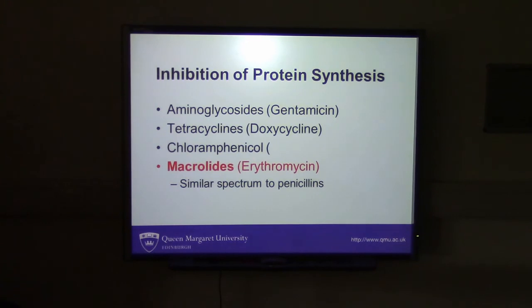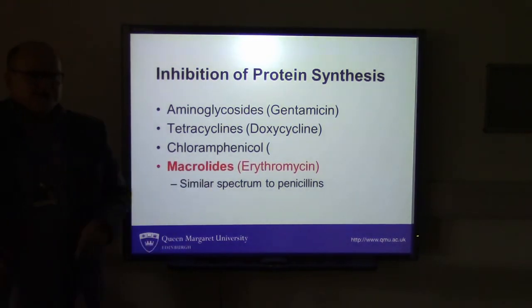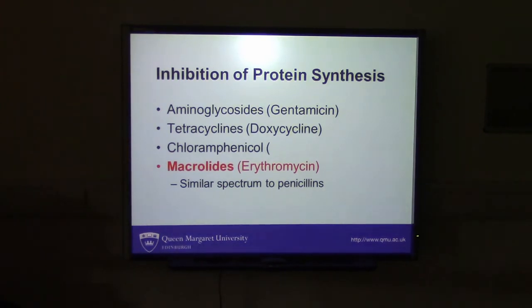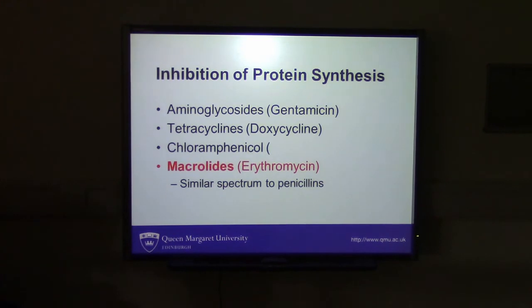The second class of agents are the ones that inhibit protein synthesis. Again, we've picked out one subclass within it, which is probably the most common drug prescribed when a person can't have penicillin or penicillin doesn't work. That's from the group of drugs known as macrolides, or erythromycin. The reason that's the first line of defence in somebody who can't take penicillin is because the macrolides, erythromycin being the example, have a similar broad spectrum of activity to the penicillins.